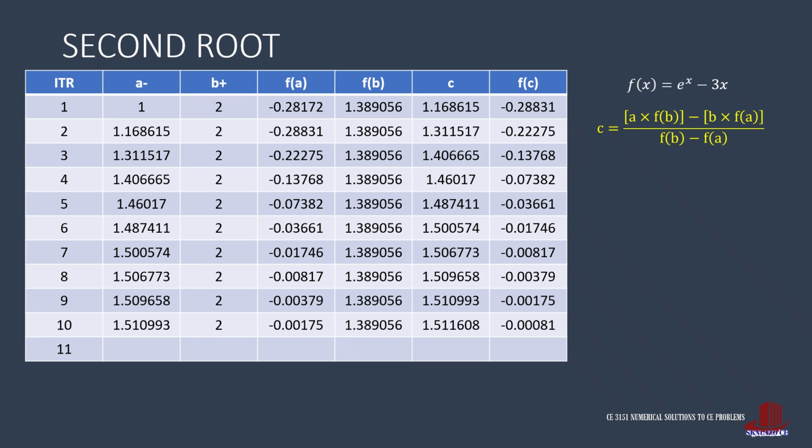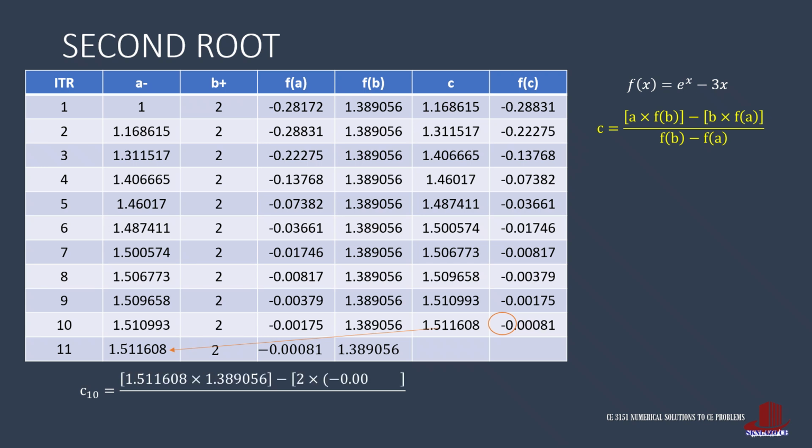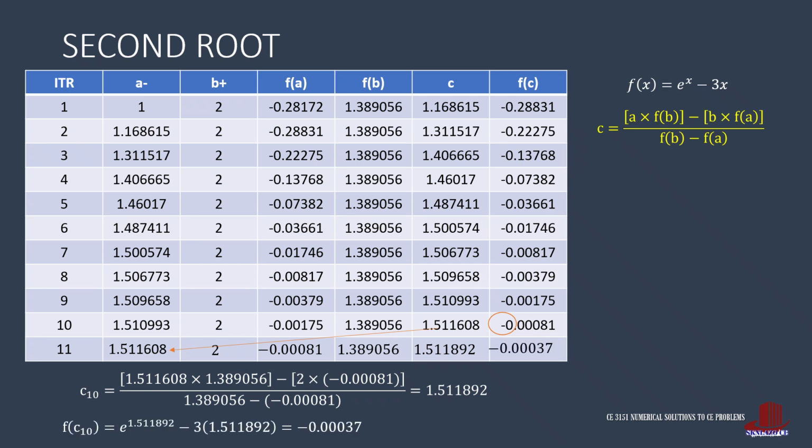Probably one more iteration to reach the required accuracy. FC is still negative, so A is now 1.511608 and B is 2. FA is taken as negative 0.00081 and FB is still 1.389056. C is computed from these values as 1.511892, where using these into the function provides negative 0.00037.